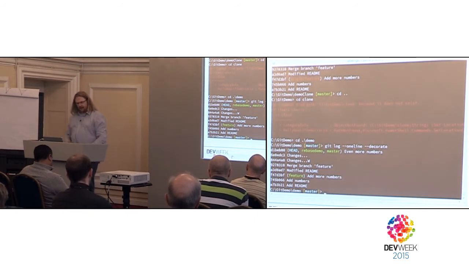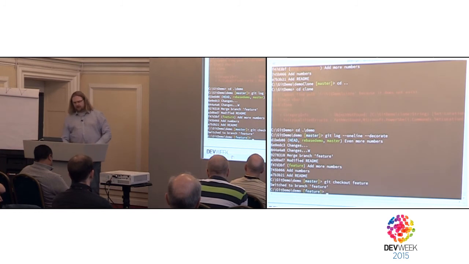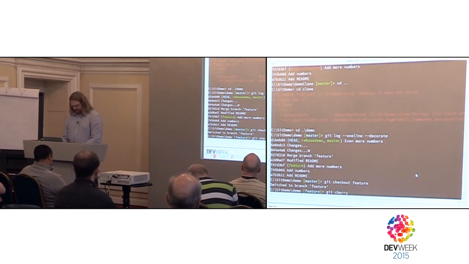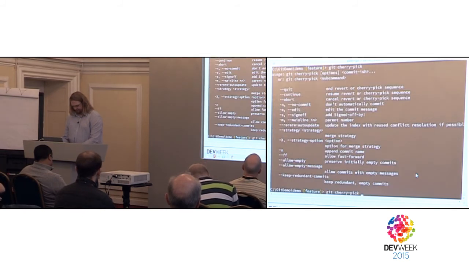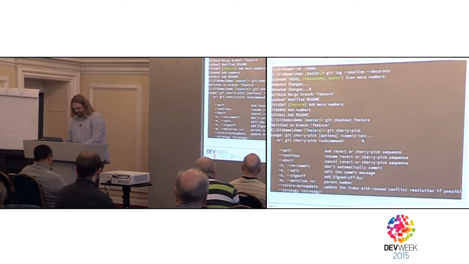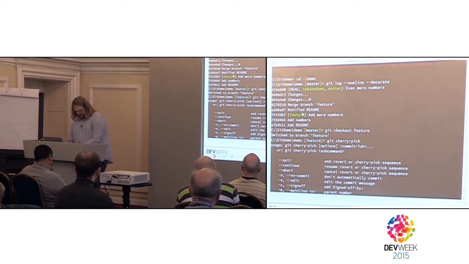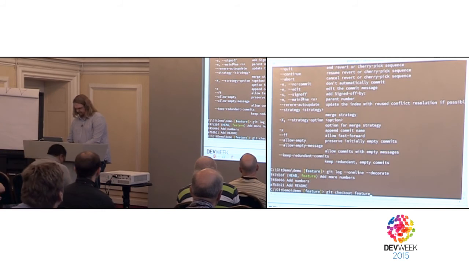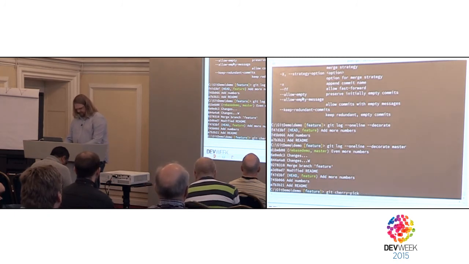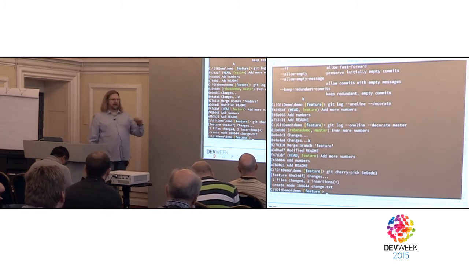Okay, so let's say I go on to feature, and I want the change, that one there. Okay? I could git cherry pick. Which one do I want? 6E0EDC3. Okay. So I've taken that change.